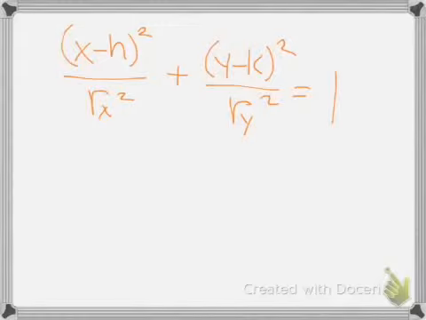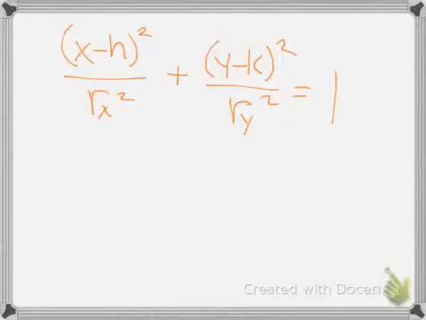Underneath the x minus h in parentheses squared is the x radius squared. Underneath the y minus k in parentheses squared is the y radius squared. Regardless of whether it's horizontal or vertical, the number underneath the x minus h in parentheses squared is the x radius squared. That's the distance from the center to the endpoint horizontally of the ellipse, and the y radius is the distance from the center vertically to the endpoint of the ellipse.